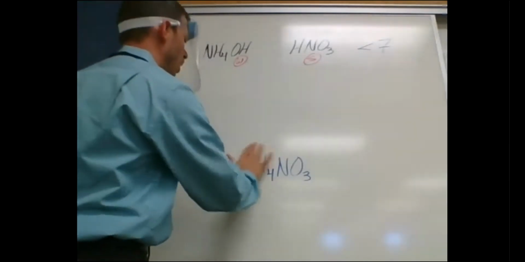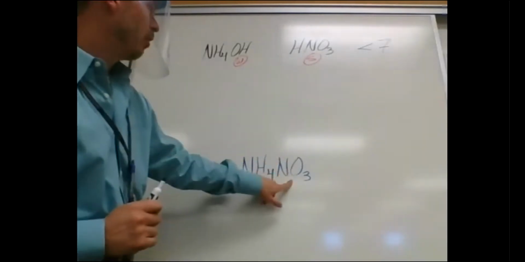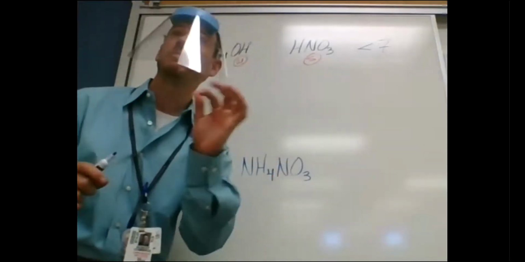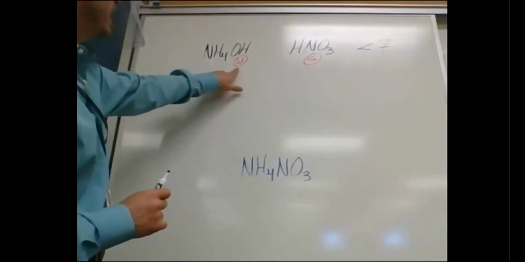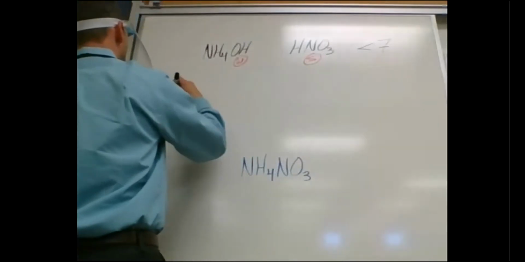Okay, so I know then that the strong ion, which is the NO3, will be a spectator ion. I know the weak ion, which is the NH4, will hydrolyze. So let's take the NH4 and add it to water.